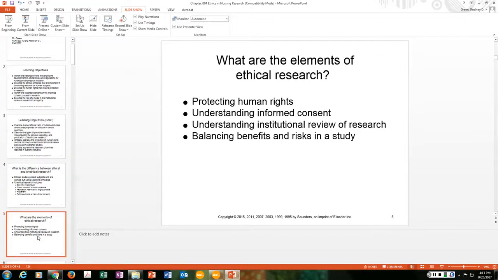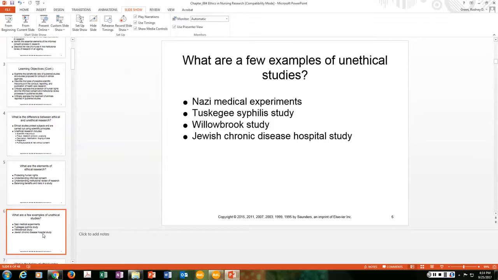The elements of ethical research are protecting human rights, understanding informed consent, understanding institutional review of research, and balancing benefits and risks in a study. What are a few examples of unethical studies?